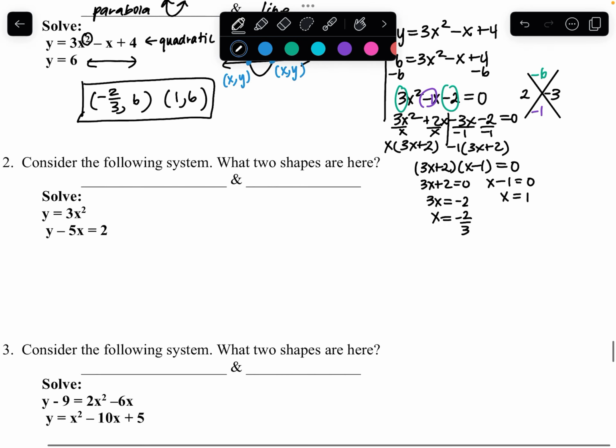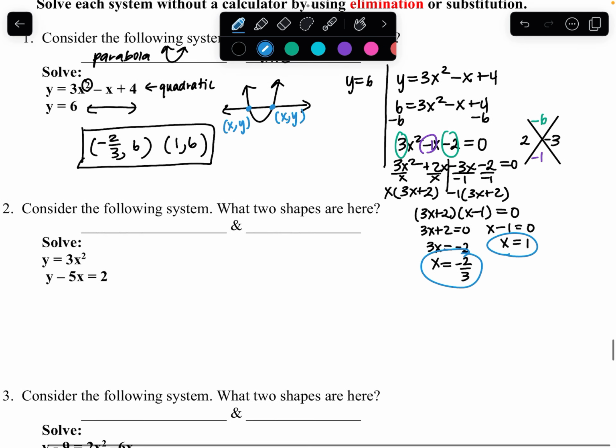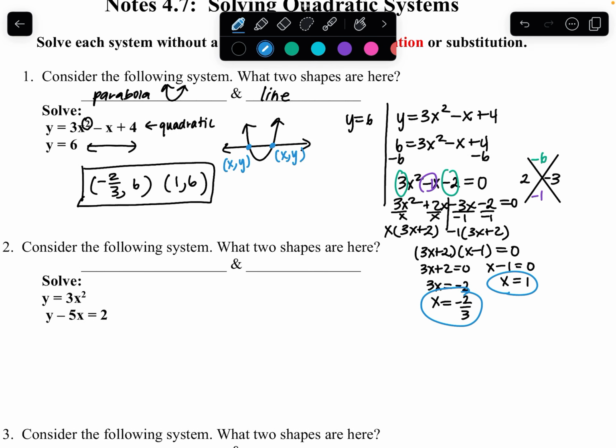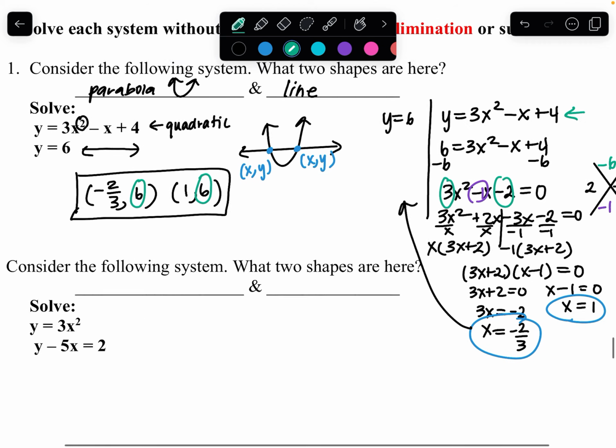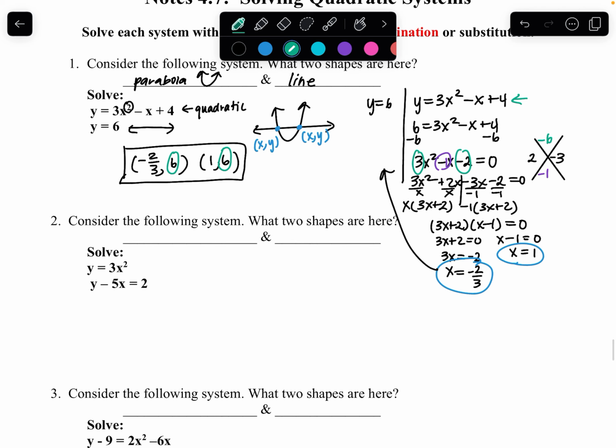Now you can't stop here. These are just your x values. Remember, we're looking for ordered pairs this time. And so we would want to take these x values and plug them back in to get the y values. And so usually I plug them into the linear. You could plug them into the quadratic, but here it's just y equals 6. And so notice our y coordinate is just always 6. Sometimes it's going to be more complicated than that. If you plug these x values into this quadratic, you'll also get 6. And so these are the ordered pair solutions, and that's how you would solve it by hand.